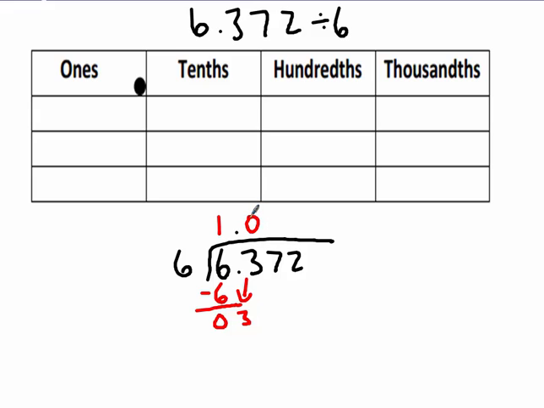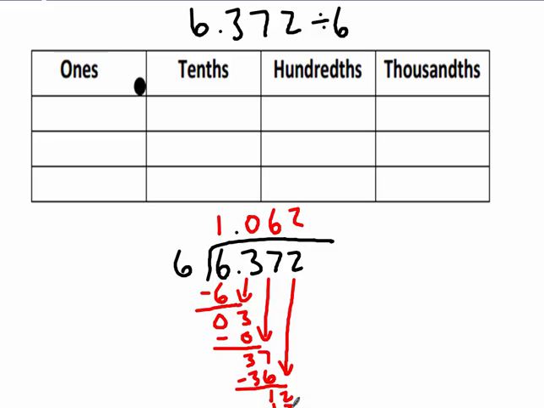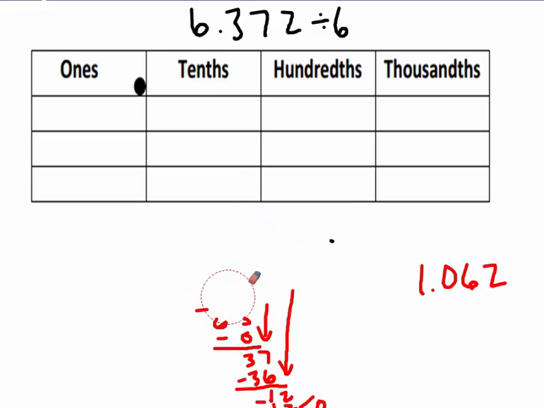Divide, how many times does 6 go into 3? That's 0 times. Multiply, 0 times 6. Subtract. Check, 3 is less than 6. Bring down, goes in 6 times. 6 times 6 is 36. Subtract, bring down, and I see I have a remainder of 0. So my answer should be 1 and 62 thousandths. So let's just check it using my other strategy.